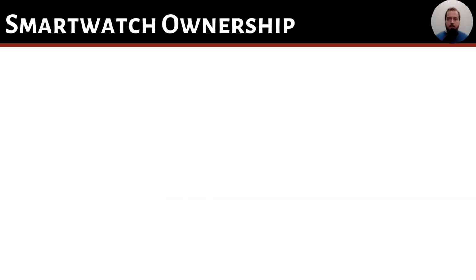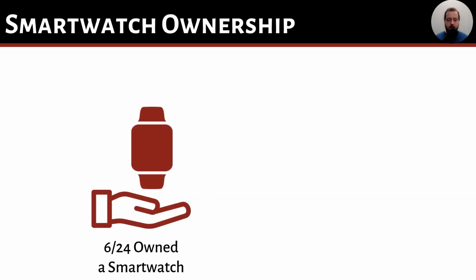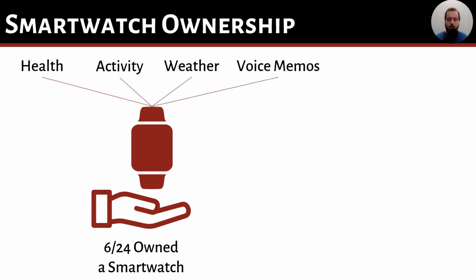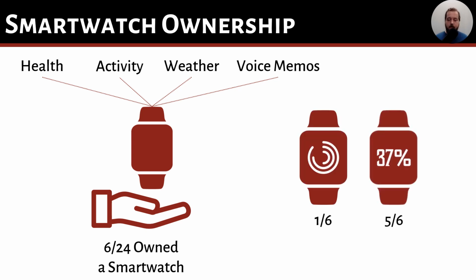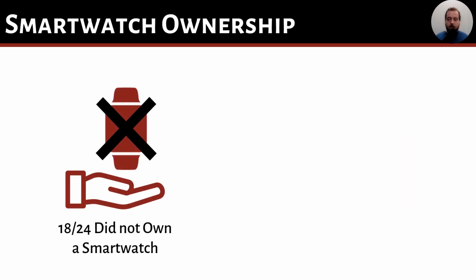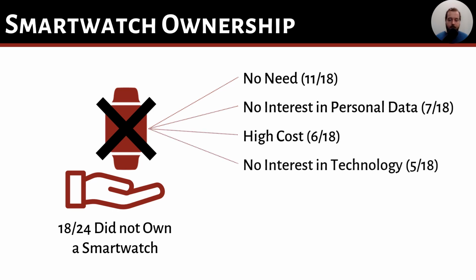We also asked participants if they owned a smartwatch. 6 of them did, and they said that they used it for things like tracking their health, activity, the weather, and making voice memos. We also asked those 6 participants if they preferred viewing data as a visualization or as numbers. 1 of them said that they preferred visualizations, and the other 5 preferred viewing numbers. For the 18 who did not own a smartwatch, the main reasons were due to lack of need, a lack of interest, and high costs.